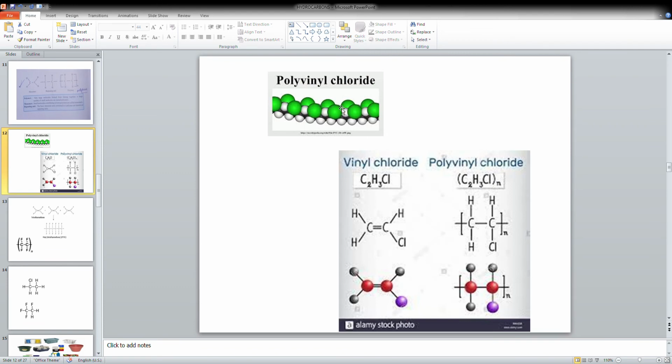Here, PVC, polyvinyl chloride. PVC stands for polyvinyl chloride. What is polyvinyl chloride? Now you can see this structure. This is the same as ethene, but one thing is different from the others. Here you can see three black atoms and one purple one. The purple one is chlorine.